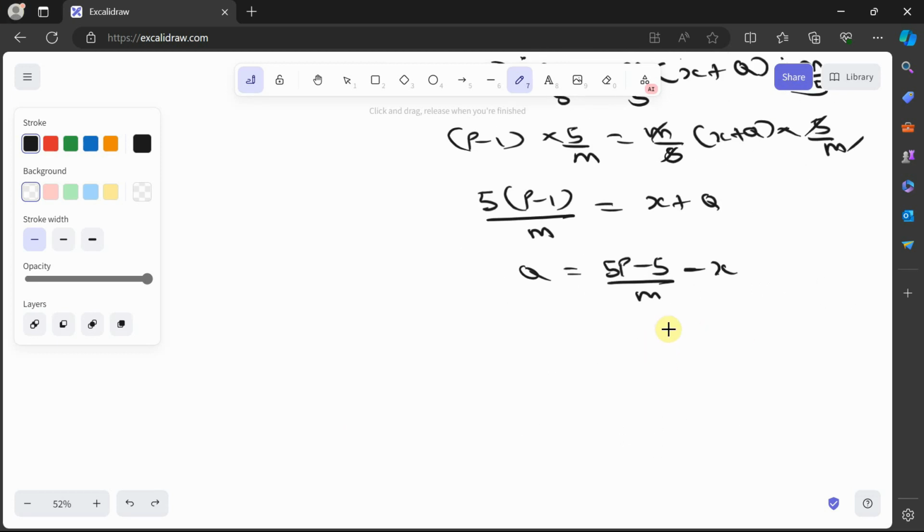I just swapped positions and opened brackets. So I could make maybe the LCM. So m in m, this is 5p minus 5. So this all over 1. M in 1 is m. M times x is minus mx. So this is our formula for q.